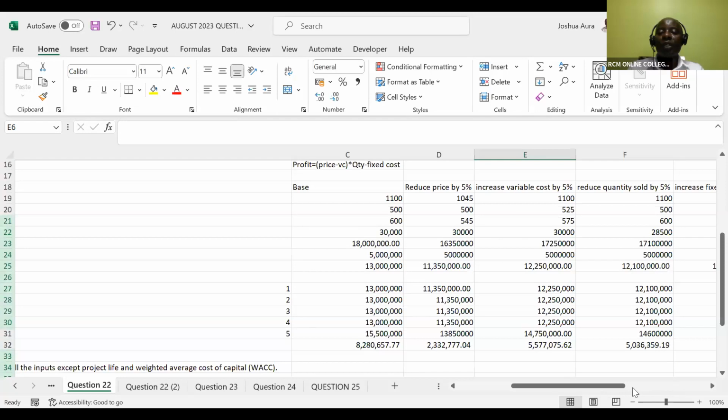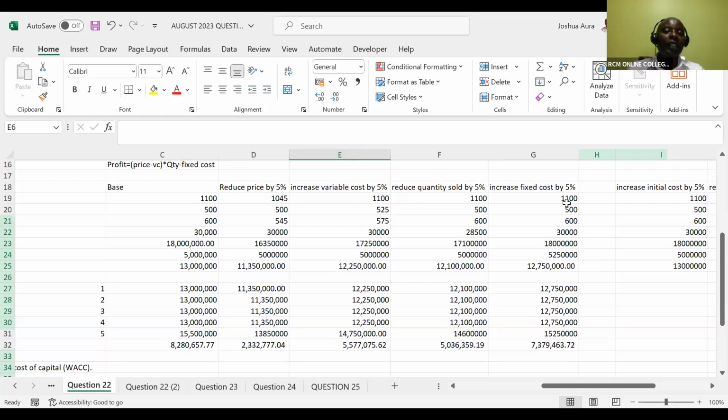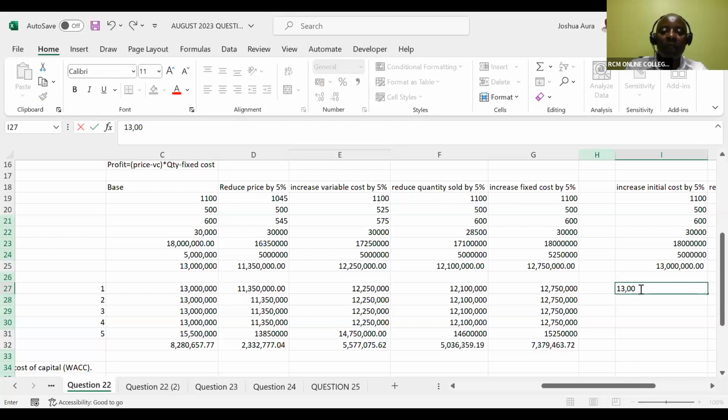So I'll come, ladies and gentlemen, here. I know there is nothing I'm going to change because the initial cost is not being featured anywhere in getting the cash flow. So here, increase initial cost by 5%. Initial cost will only affect me when I'm saying minus initial outlay. So when I come here, I can see my figures here are 13 million. So I'll be able to copy this 13 million throughout.